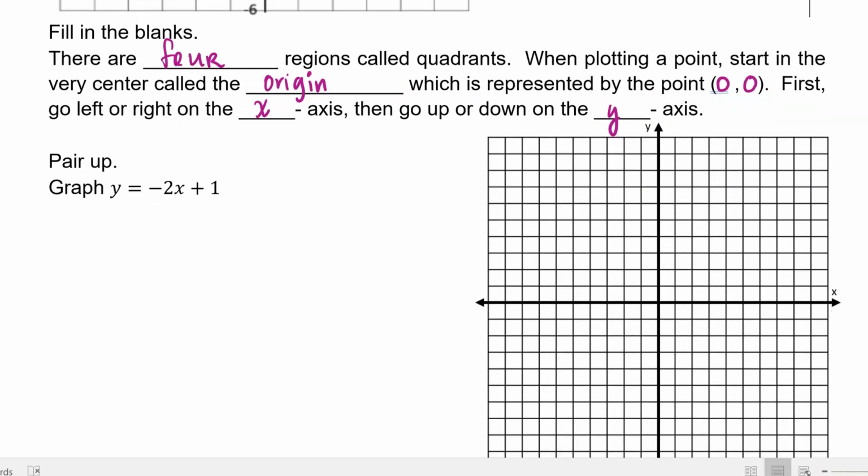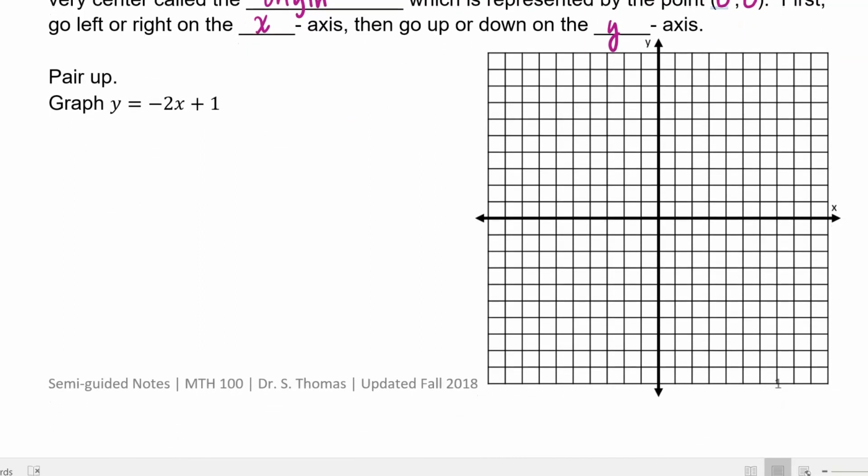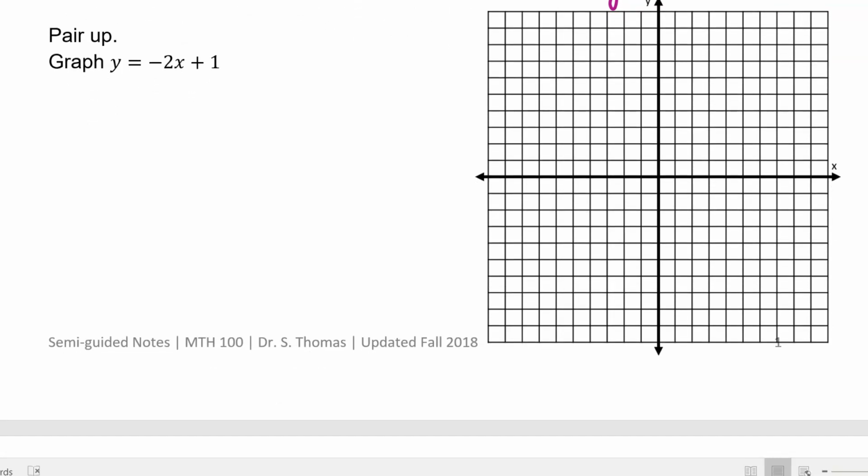Now, when I'm teaching this lesson in class, I have students pair up to do this exercise. But since we're not in class, this is online, let's go ahead and graph y equals negative 2x plus 1. This is an example of a linear equation. And I know that because the x is to the first power in this equation and the y is to the first power. So if both variables are to the first power, I know that I'm dealing with a linear equation, which is a line once I graph it.